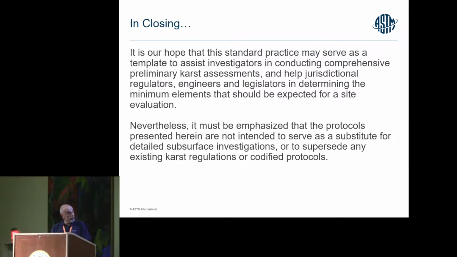Nevertheless, it must be emphasized the protocols presented herein are not intended to substitute as a detailed subsurface investigation. That's really important. That's the follow-up, or to supersede any existing karst regulations or codified protocols.